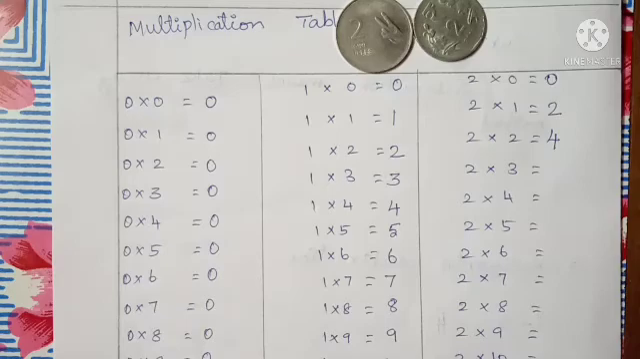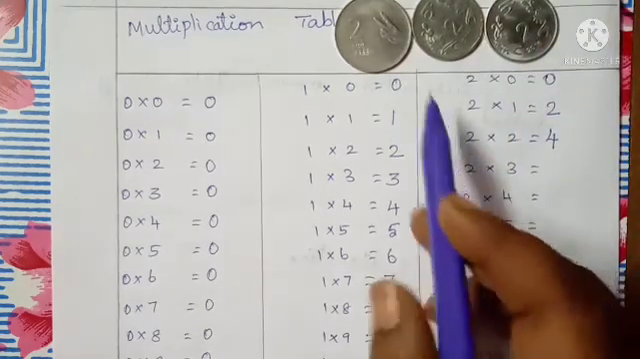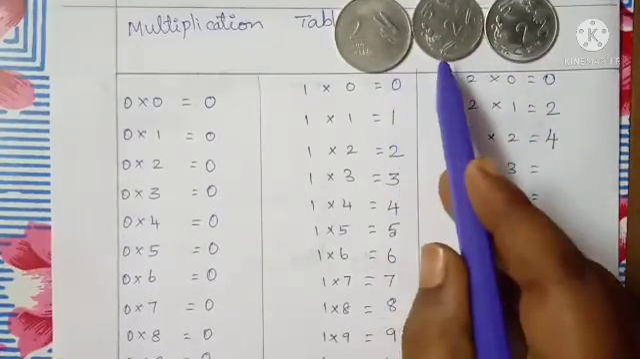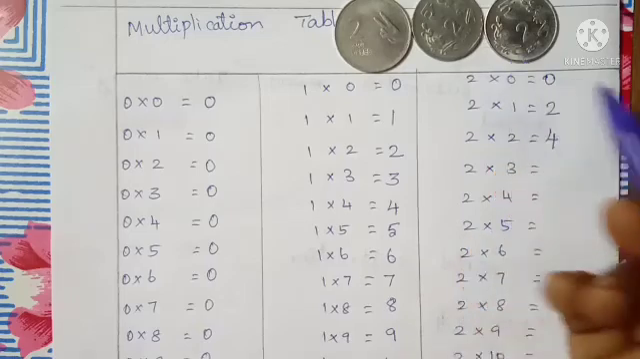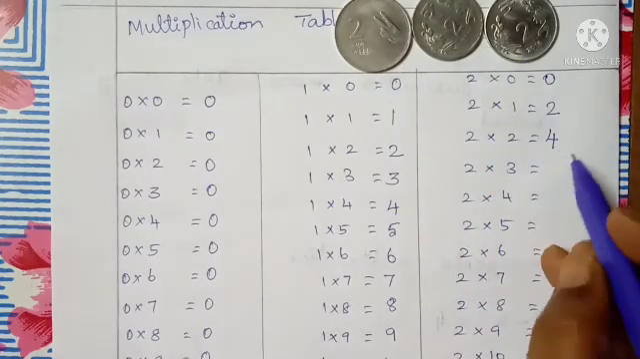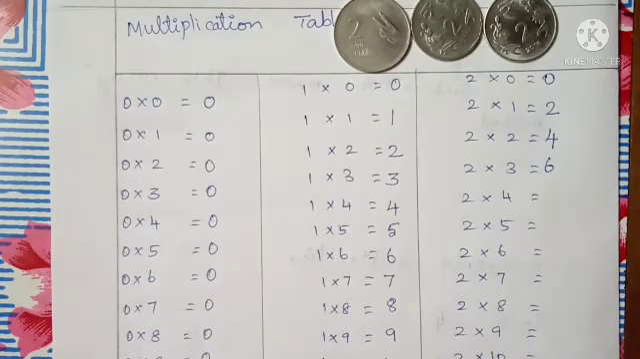Then again write it one more time. So 2 is written 1 time, 2 times, 3 times. So 2 plus 2 plus 2. So 2 plus 2 is 4, 4 after 2: 5, 6. So this is called repeated addition. Learn carefully, children, multiplication is the repeated addition method. So this is called the multiplication table.